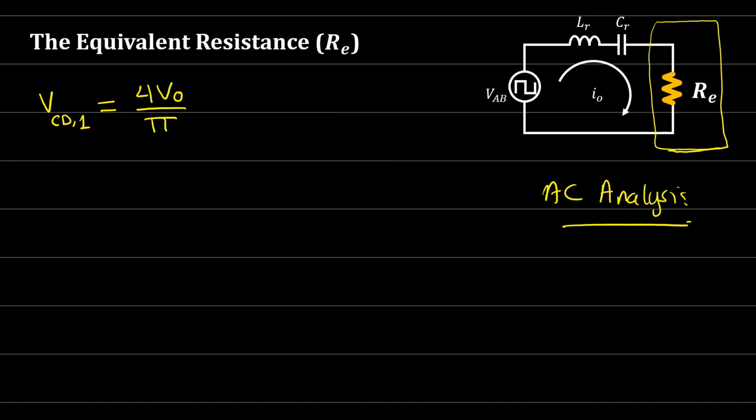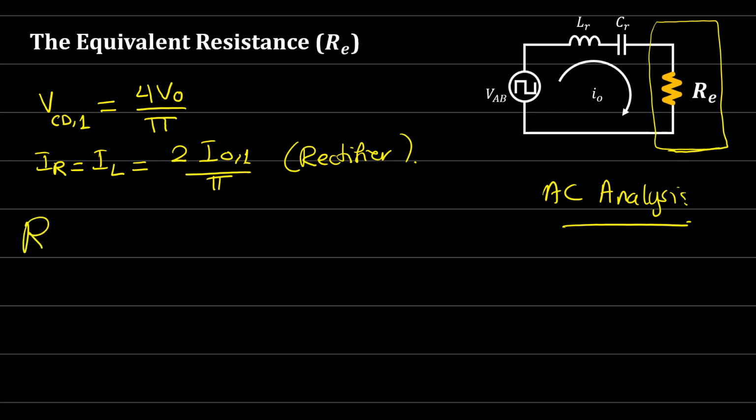Now let's look at the current I_R, which is I load. The rectified current is equal to how much? 2 I out 1 over pi. Okay, rectifier current 2 I out 1 over pi.